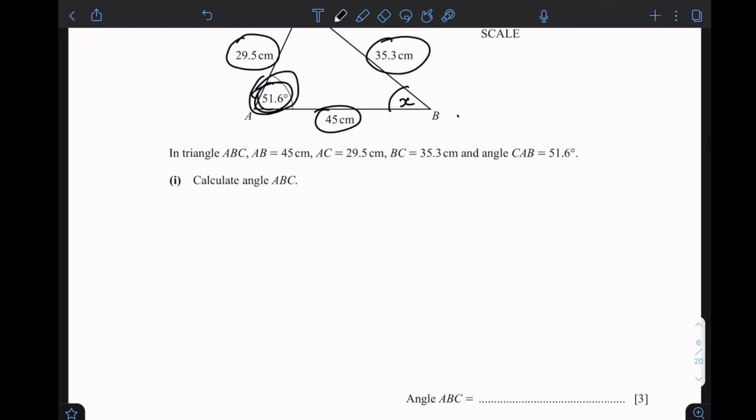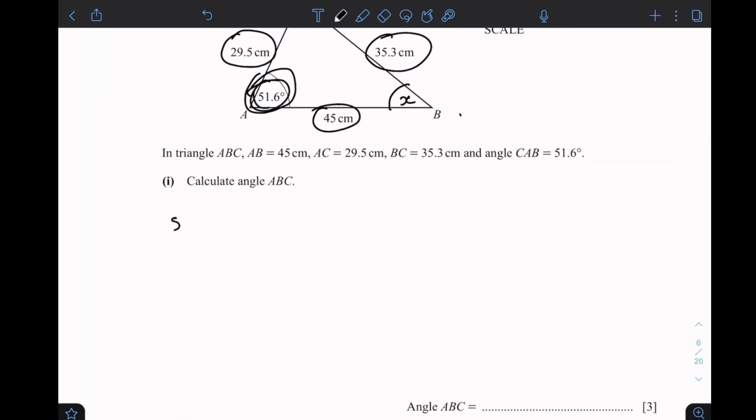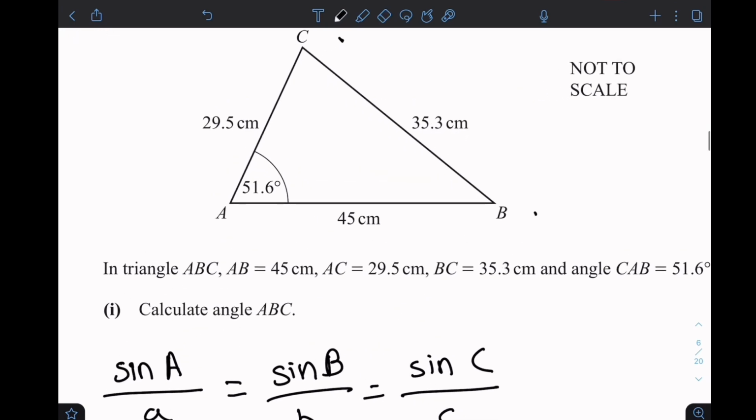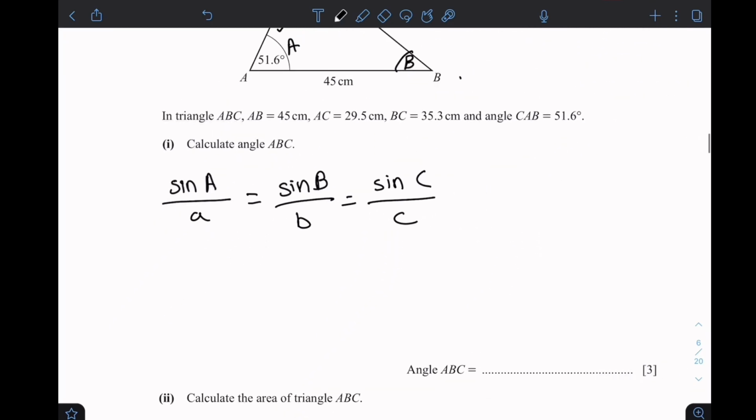So in this case, it's written as sine A upon A, which is equal to sine B upon B, which is equal to sine C upon C. If this is angle A, then this would be side A because it's opposite to it. And if this is B, then this would be side B. So it just works like that. This is the formula.